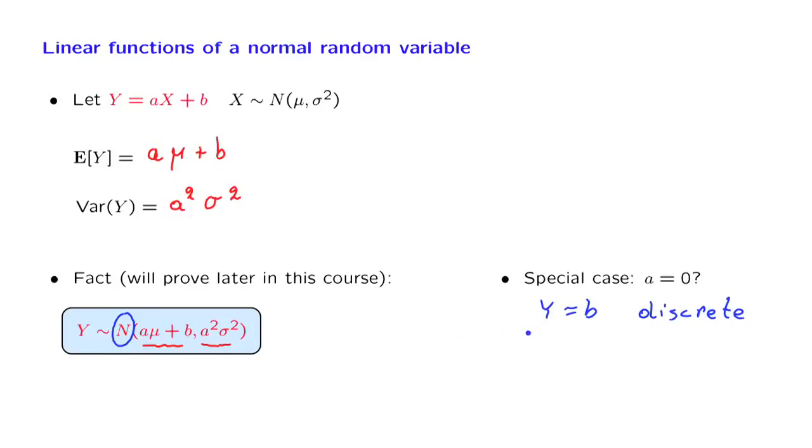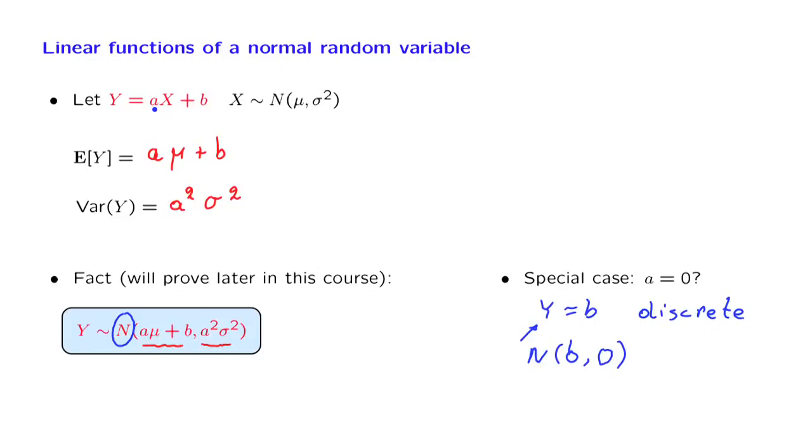When we have a discrete random variable which is constant, it takes a constant value, we can think of this as a special degenerate case of the normal with mean equal to b and with variance equal to 0. Even though it is discrete, not continuous, we will still think of it as a degenerate type of normal random variable, and by adopting this convention, it will always be true that a linear function of a normal random variable is normal, even if a is equal to 0.